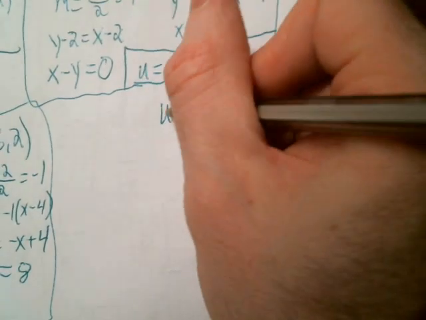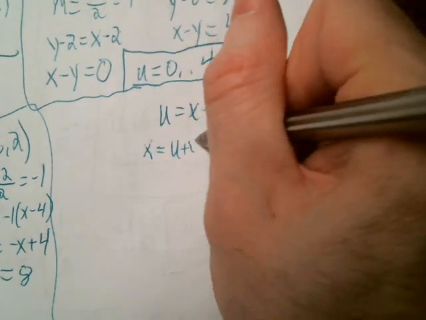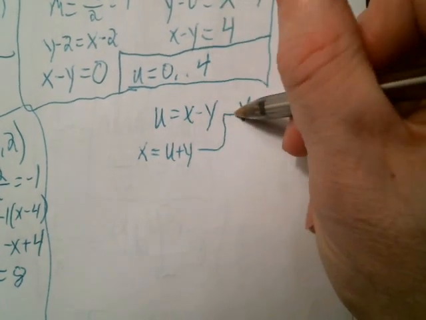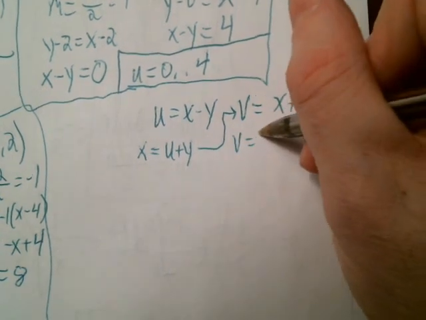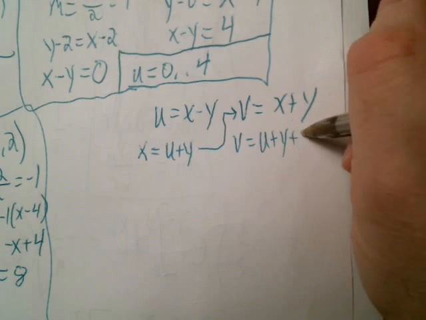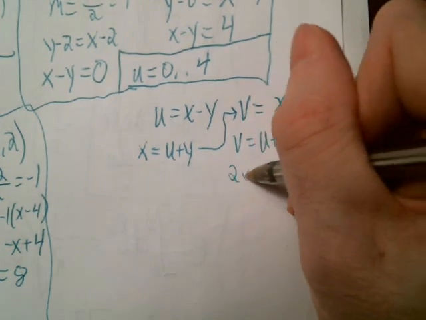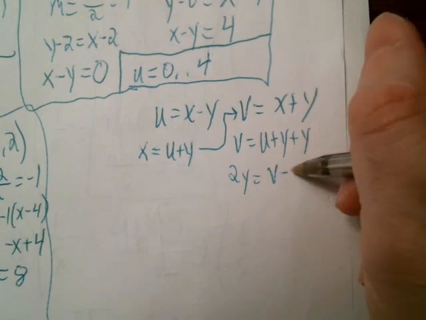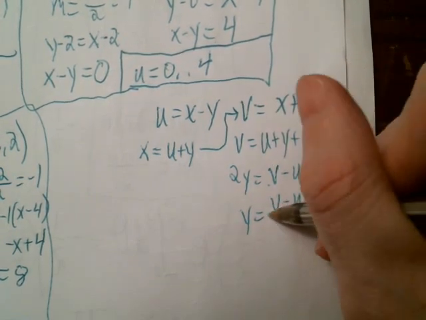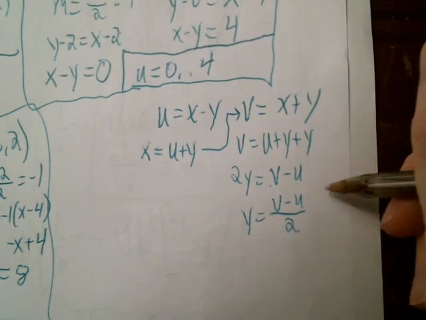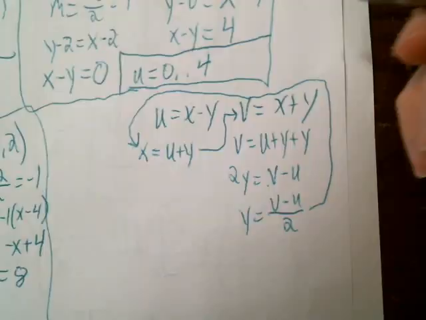So first I'm going to solve for x here. x will equal u plus y, and then you do a substitution here. Okay, so v will equal u plus y, and then you solve for y. Okay, so 2y will end up being v minus u, and then y will equal v minus u all over 2. Then you take that and you smush it back into here.